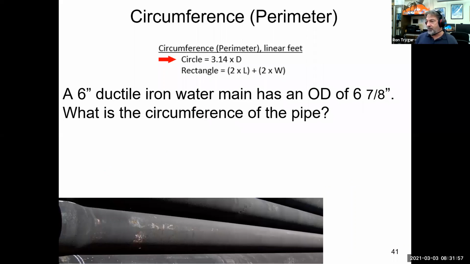All right, so here we have another one. A 6-inch ductile iron water main has an outside diameter of 6 7/8 inches. What is the circumference of the pipe?